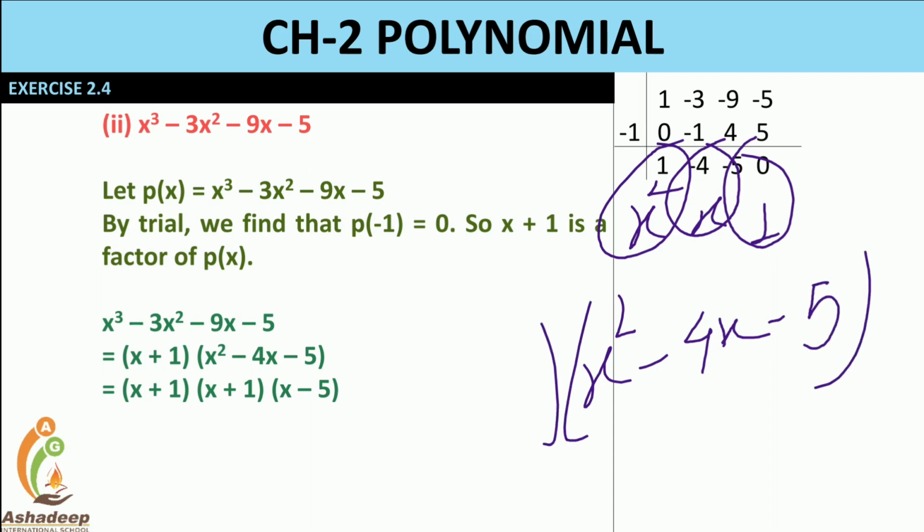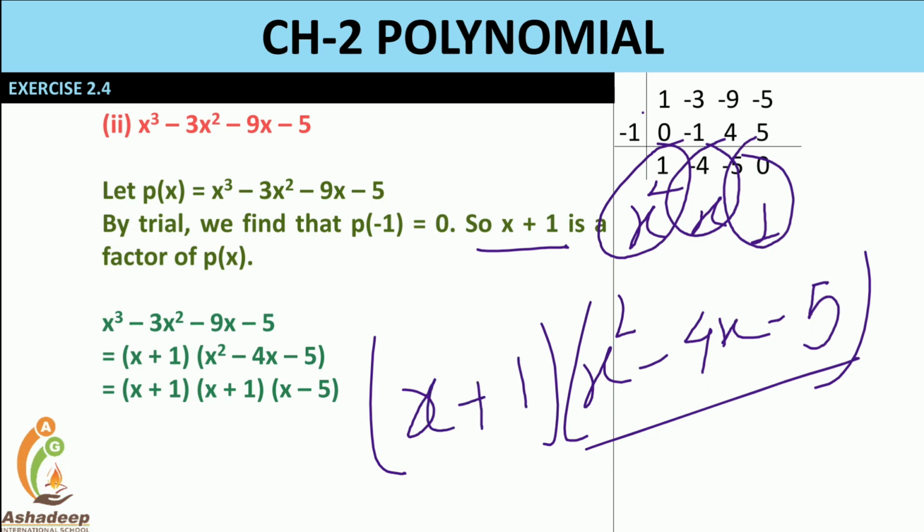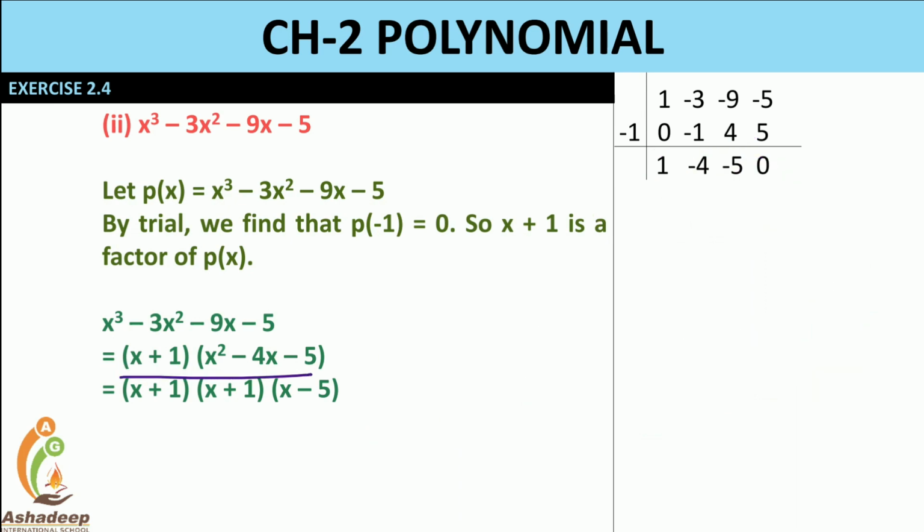So what is remaining here is x square minus 4x minus 5, and here x plus 1 is the factor, so therefore I have to put here x plus 1. So this is the step written over here. Now x square's coefficient is 1, so we can write down the answer directly, right?